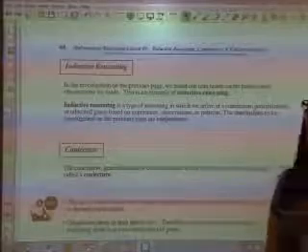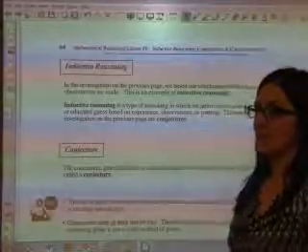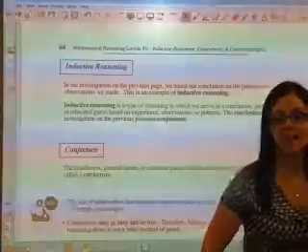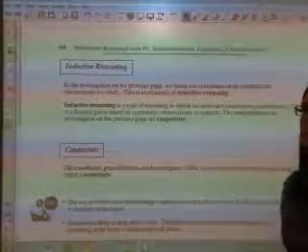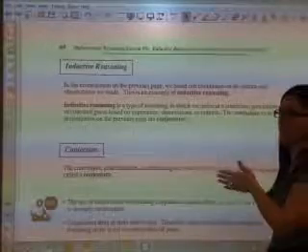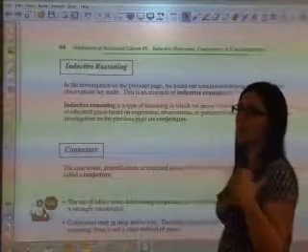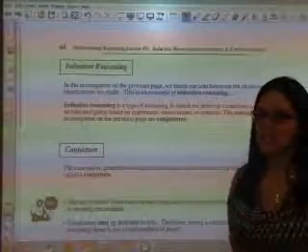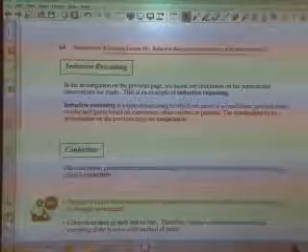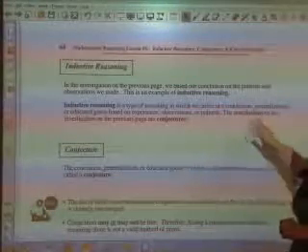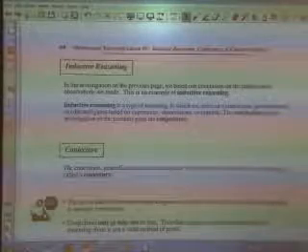These are examples of inductive reasoning. So inductive reasoning is drawing a conclusion, a generalization, or an educated guess based on observed patterns. So the first example, we drew some angles through the diameter of a circle. We found that those angles always equaled 90 degrees. That's inductive reasoning because we only drew 4 of them.